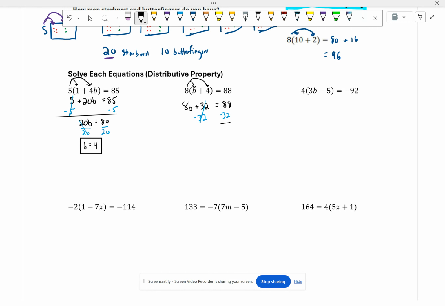32 minus 32 is 0, so we just get 8b plus 0, but I don't need to write the plus 0. And then 88 minus 32 is 56. Divide both sides by 8. And then we get b equals 7.